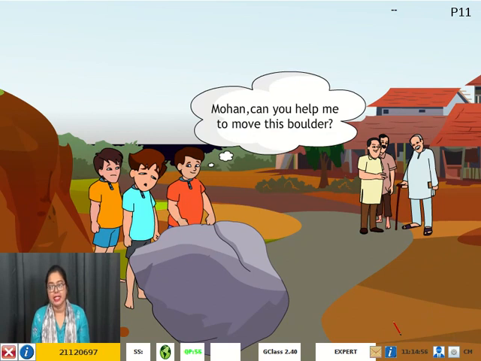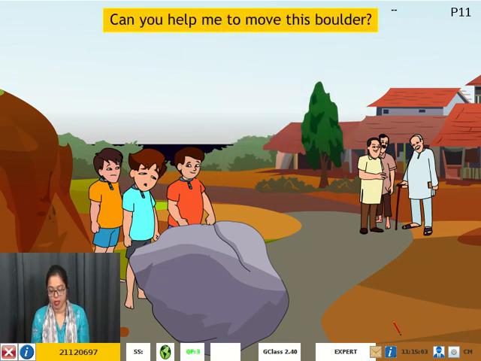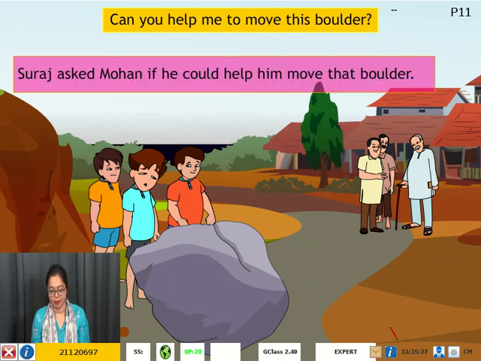So see here the sentence: Mohan, can you help me to move this boulder? This is in question form, and this is something said in direct speech. This is the exact word of the speaker. Mind you, look at the sentences carefully. Can you help me to move this boulder? This is in direct speech. And also there is a question mark.